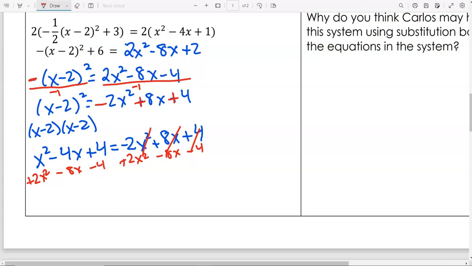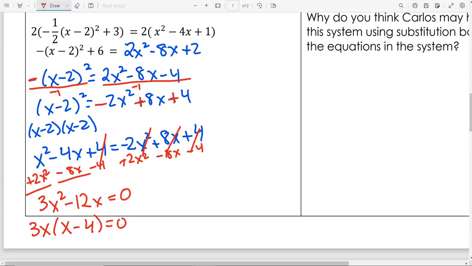What is x squared plus 2x squared? 3x squared. All right, what is negative 4x minus 8x? Negative 12x. What is 4 minus 4? Woohoo! Cancels. That makes this way nicer. So what is your greatest common factor? So take out 3x. All right, so when we factor out that 3x, we're left with what? x minus 4?